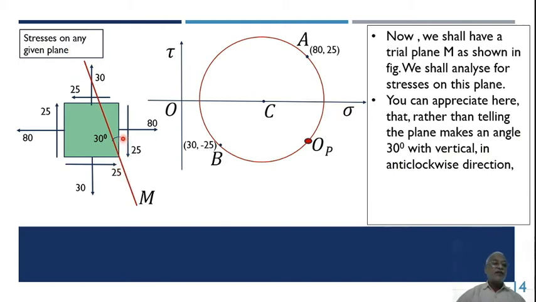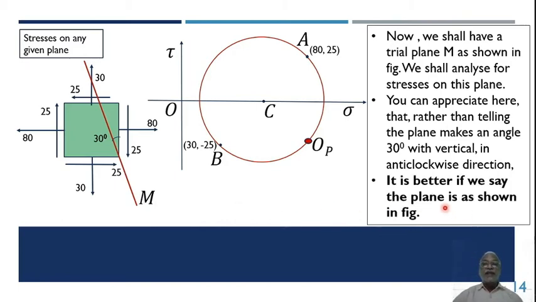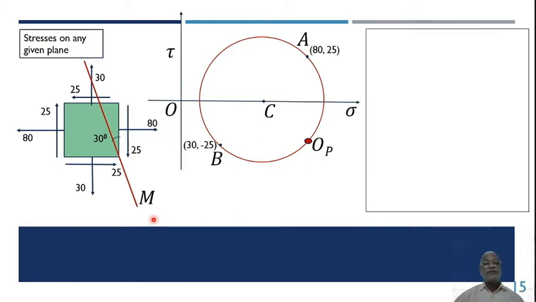That plane makes an angle of 30 degrees with respect to vertical in anti-clockwise direction. All these things have to be mentioned so that you can clearly communicate what plane you are talking about. Now it is better if we say the plane is as shown in the figure, because it is a graphical method. I have drawn this element and then this plane is drawn here exactly at 30 degrees. So that is the plane, fine. There is no confusion, right? That's the way we define the planes. Next.